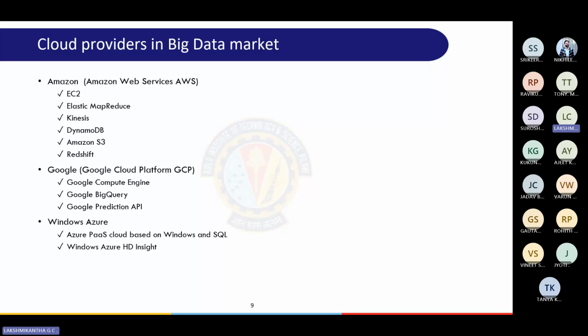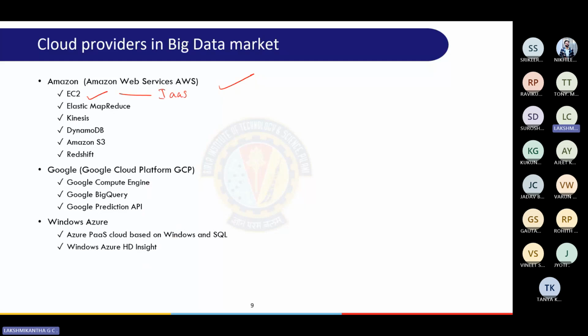Okay, let's look at the key big data services they offer. The very first one is Amazon Web Services, AWS. Okay, guys, AWS is the market leader. Their big data portfolio is immense, guys. Under that, the very first one we have is EC2, Elastic Compute Cloud. Which layer is it, guys? This is the IaaS layer, correct? The virtual machines.